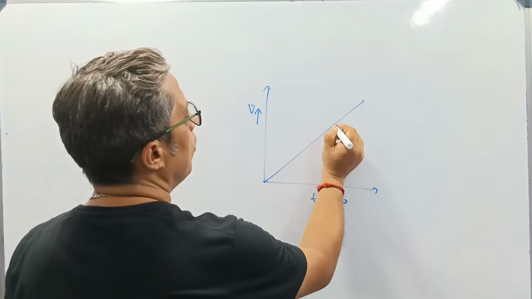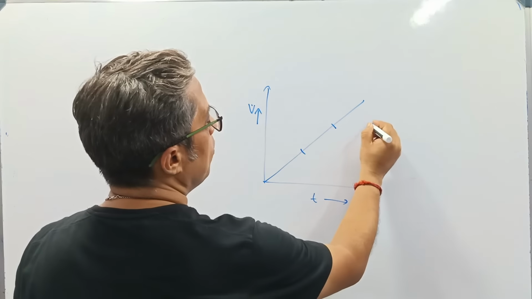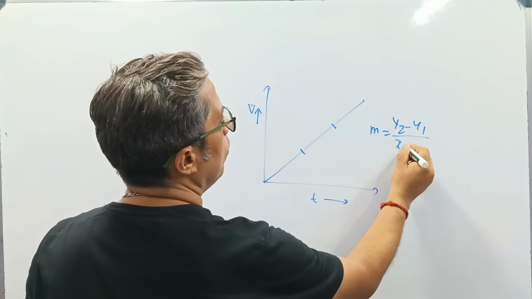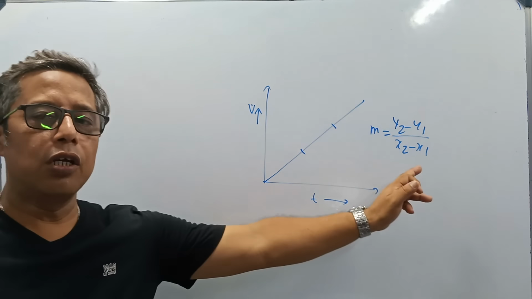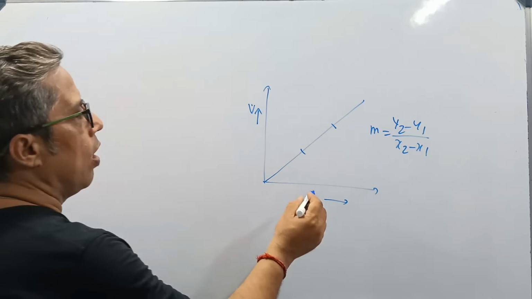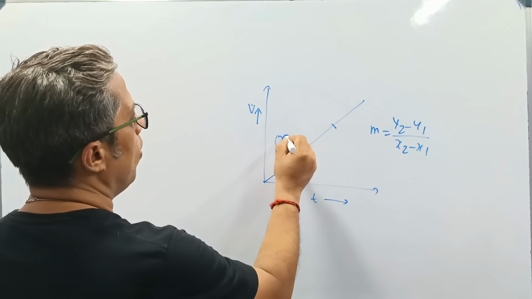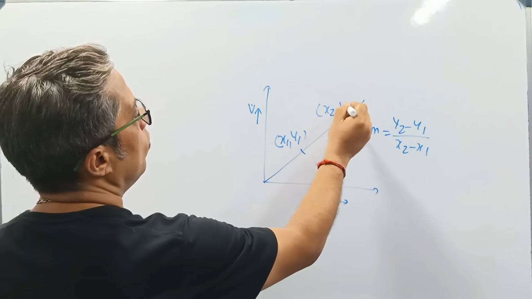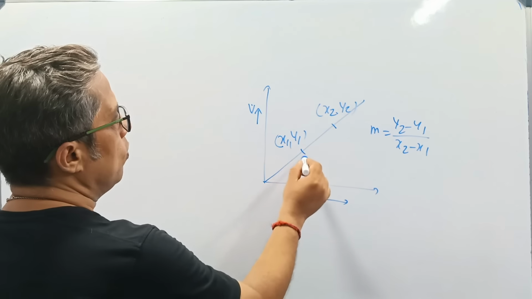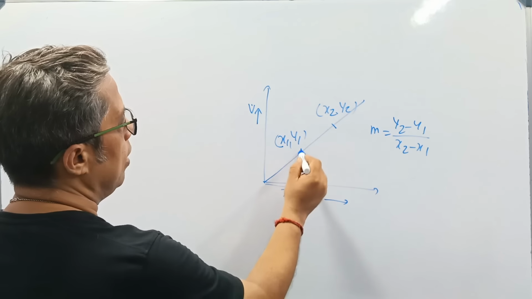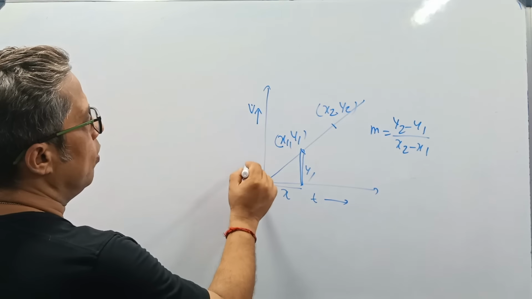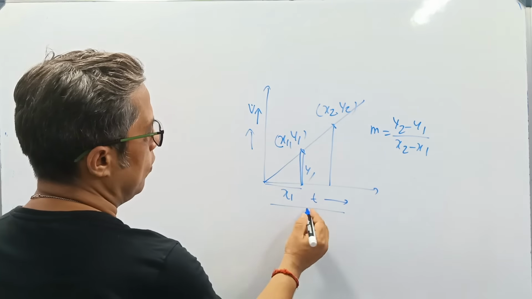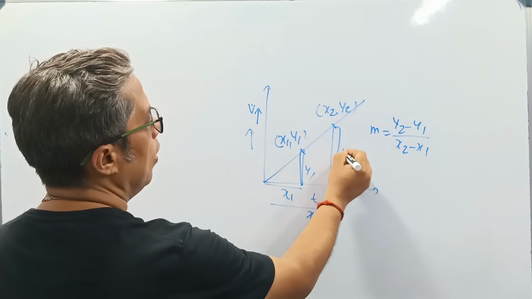Now if I want to take a slope from here to here, the definition of slope is m equals (y2 minus y1) by (x2 minus x1). Let's say the coordinate of this point is (x1, y1) and the coordinate of this point is (x2, y2). So x1 is here and y1 is on the y-axis. Now this will be x2 and this part will be y2.